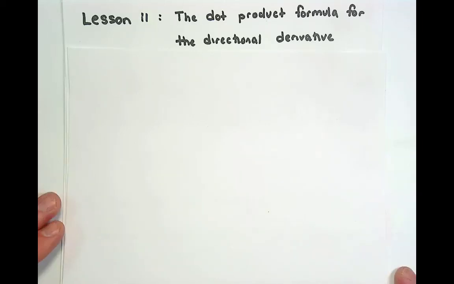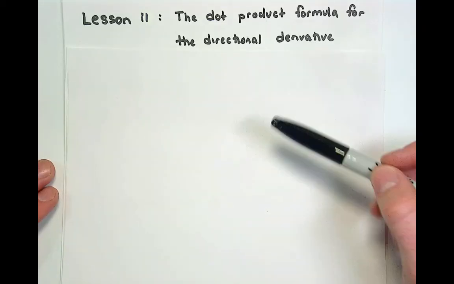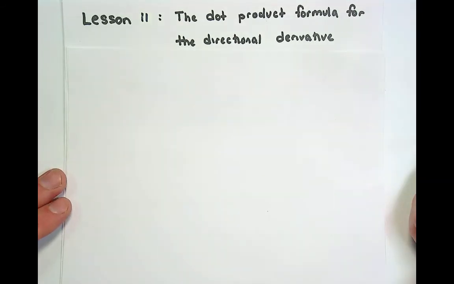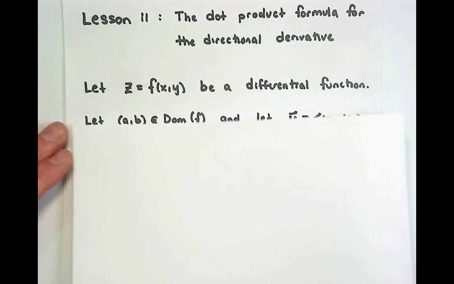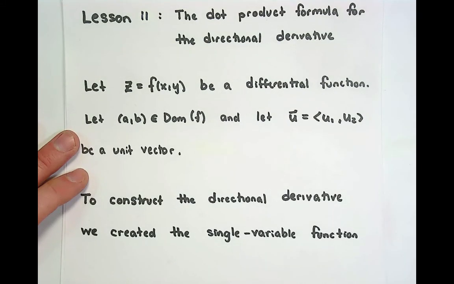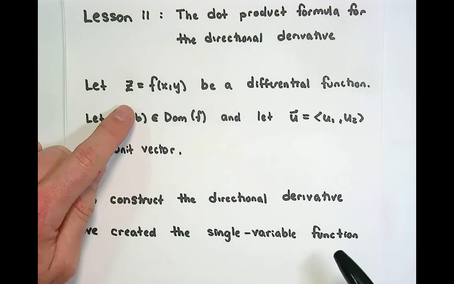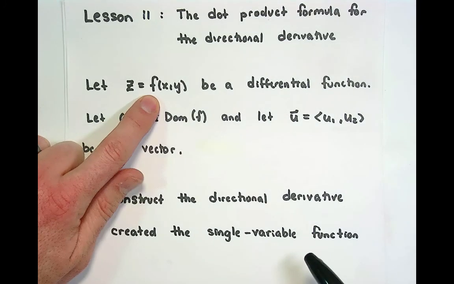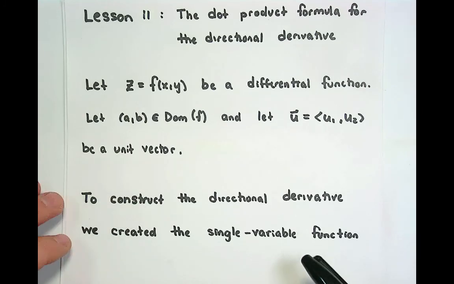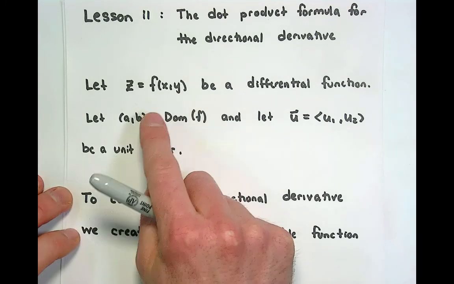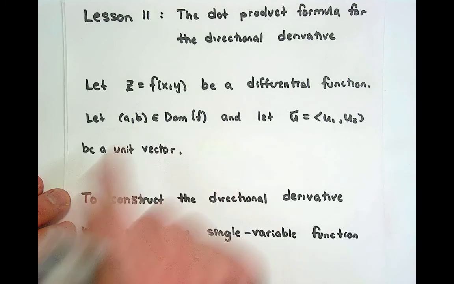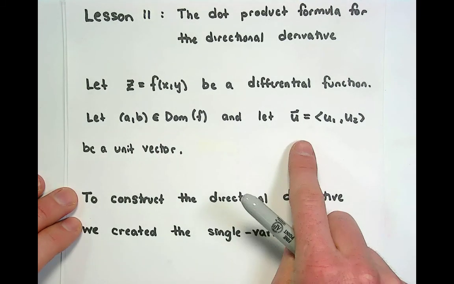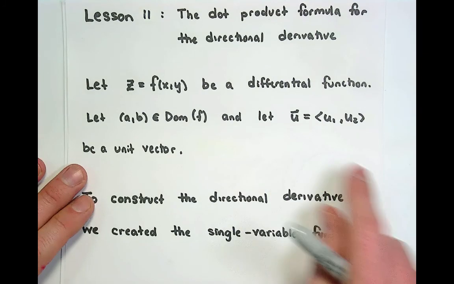Welcome back. In this video, we're going to talk about the dot product formula for the directional derivative, which is an alternative to taking limits. Remember that when we defined a directional derivative, we started with an explicit representation of a differentiable function, f of x comma y. We started with a point in the domain of this function called a comma b. And then we also defined a unit vector u, which was going to be used as the direction for our directional derivative.